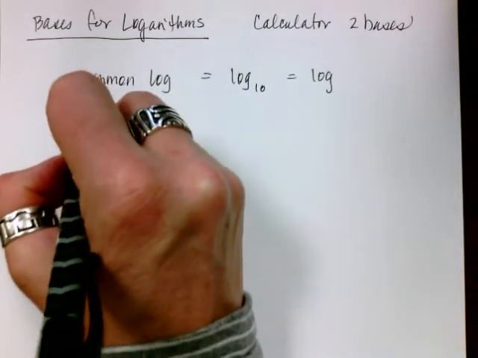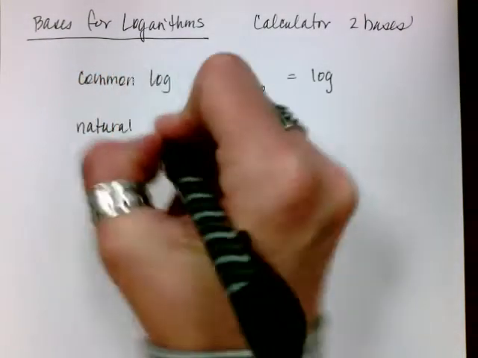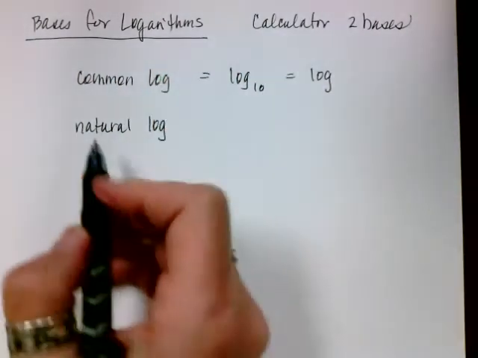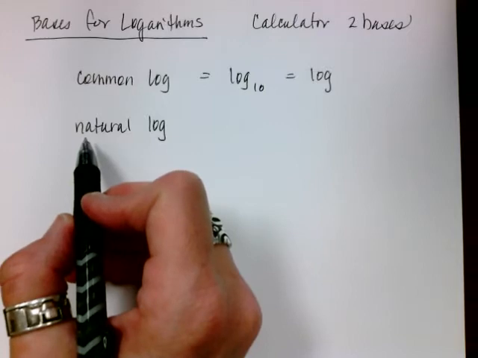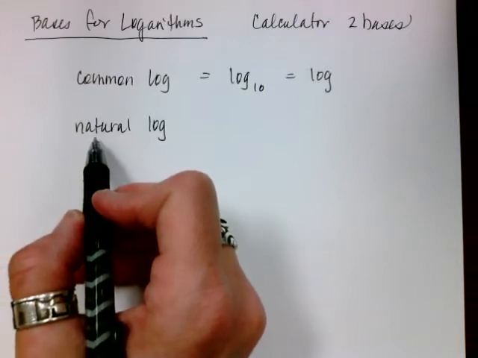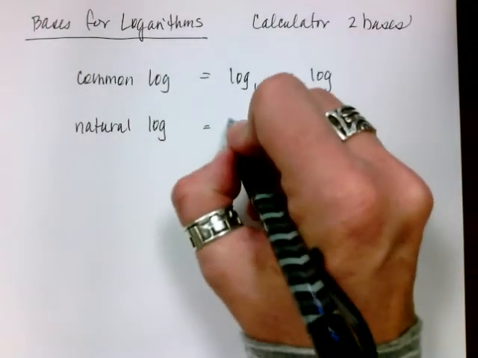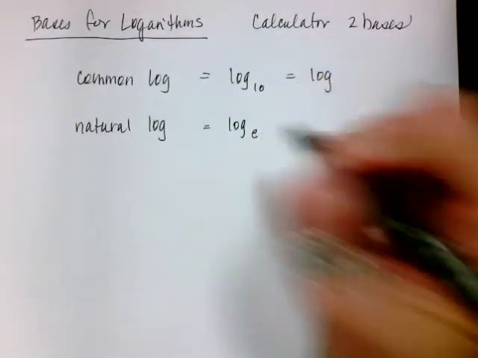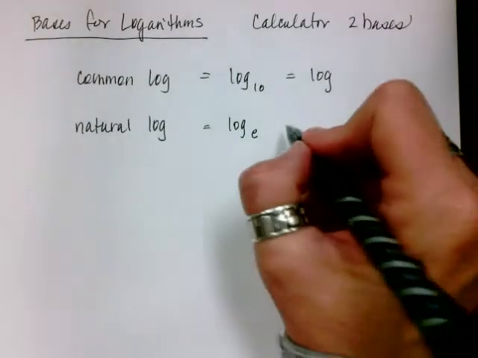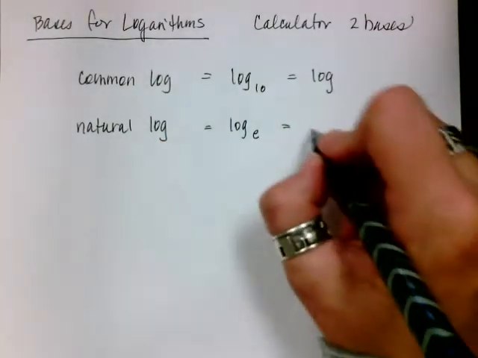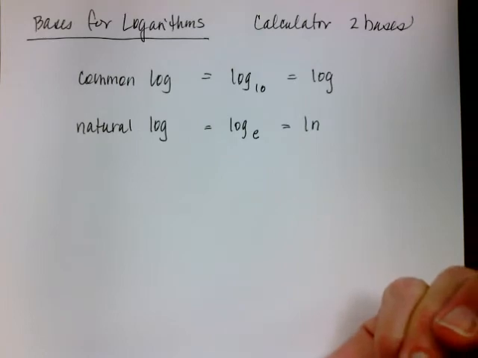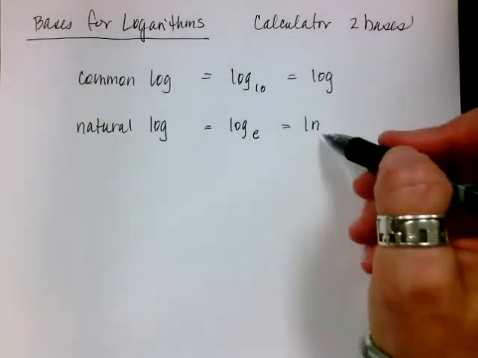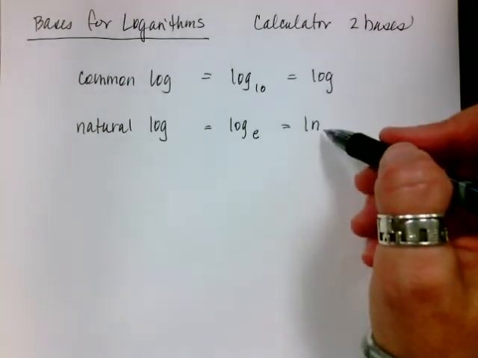Okay? The other base that your calculator uses is called a natural log. And remember, when we did natural exponential equations, that meant that we were using an e. The same thing happens for logarithms, so I'm going to have a log base e. But because it's a natural log, we rewrite it as ln. So the only difference between a common log and a natural log are the bases.